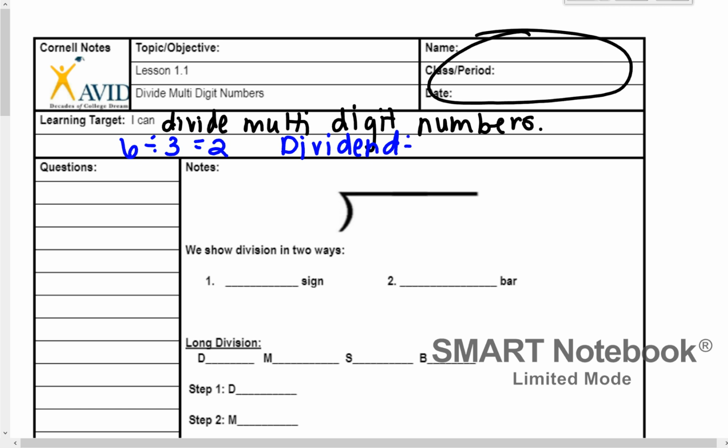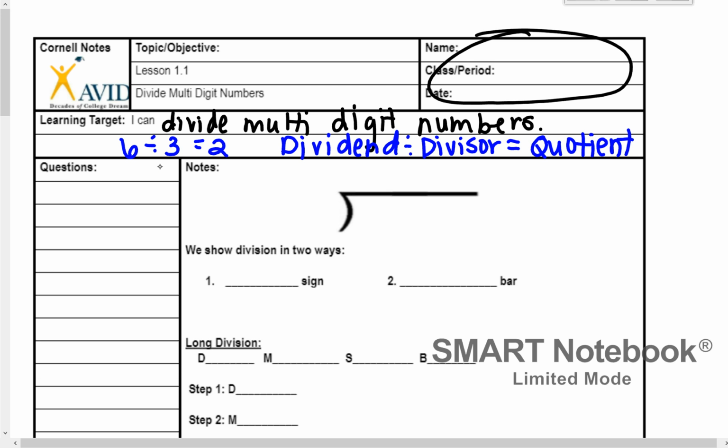So the dividend gets divided by the divisor. I remember that because the divisor is the divider. It's the one doing the dividing. So the dividend is getting divided by the divisor. And the answer to a division problem is called a quotient. Q-U-O-T-I-E-N-T.